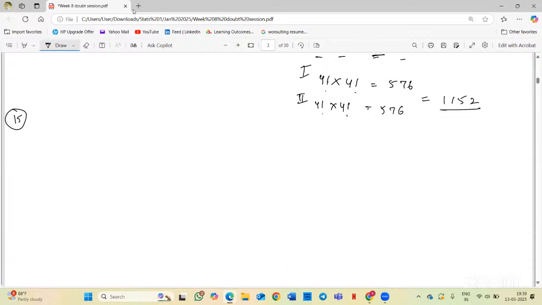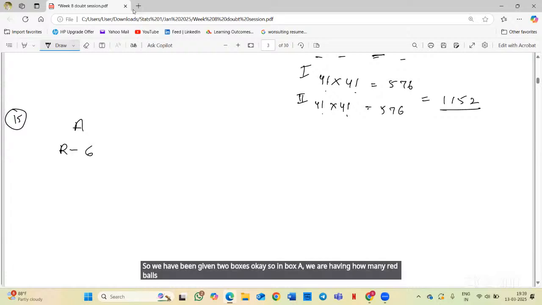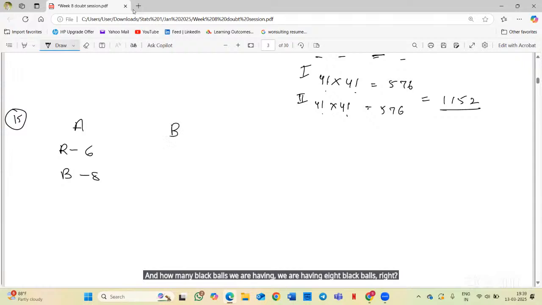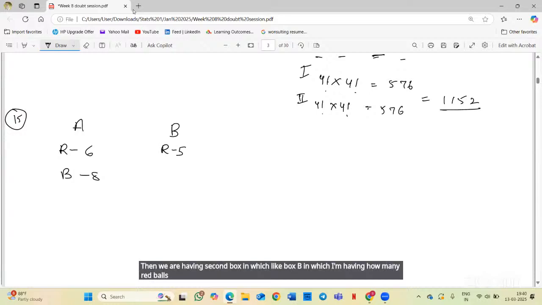So we have been given two boxes. In box A, we have 6 red balls and 8 black balls, right? Then the second box, box B, has 5 red balls and 4 black balls. Okay. This is the condition.